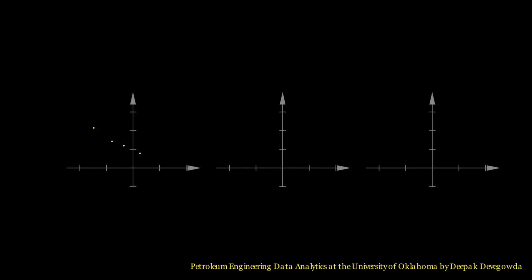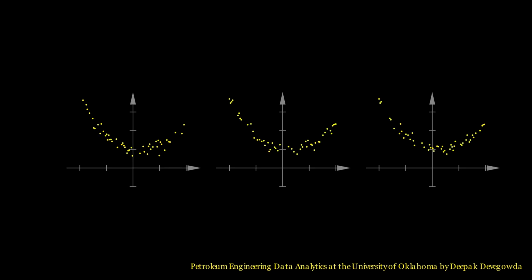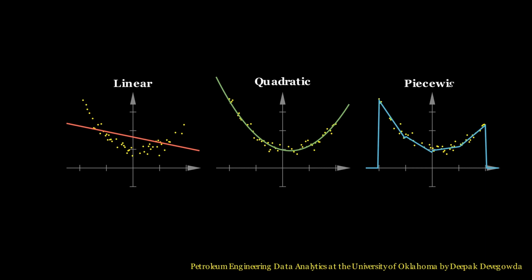We'll be evaluating three different models. One, which is a linear model, then a quadratic polynomial, and finally a piecewise linear function. If we were not to do any kind of model evaluation, then we simply wouldn't know which one of these models would generalize well to new data.